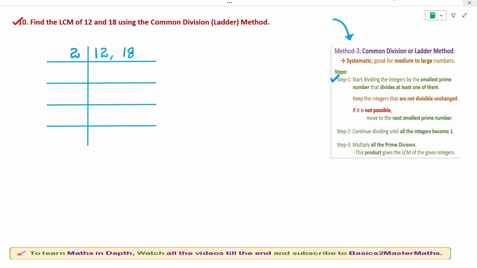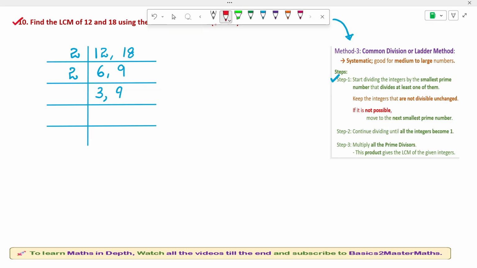Since 2 divides both integers exactly, we get 6 and 9. Again, start dividing 6 and 9 by the smallest prime 2. Since 2 divides only 6 exactly, we get 3, while 9 remains unchanged.